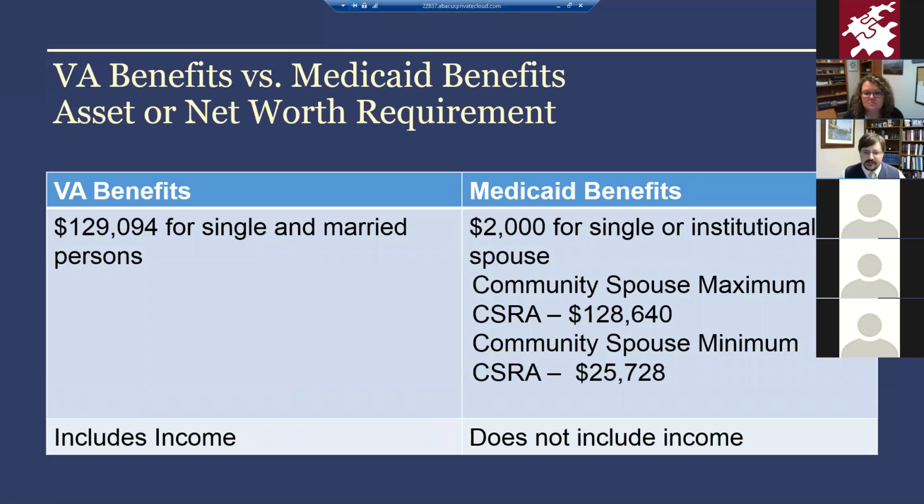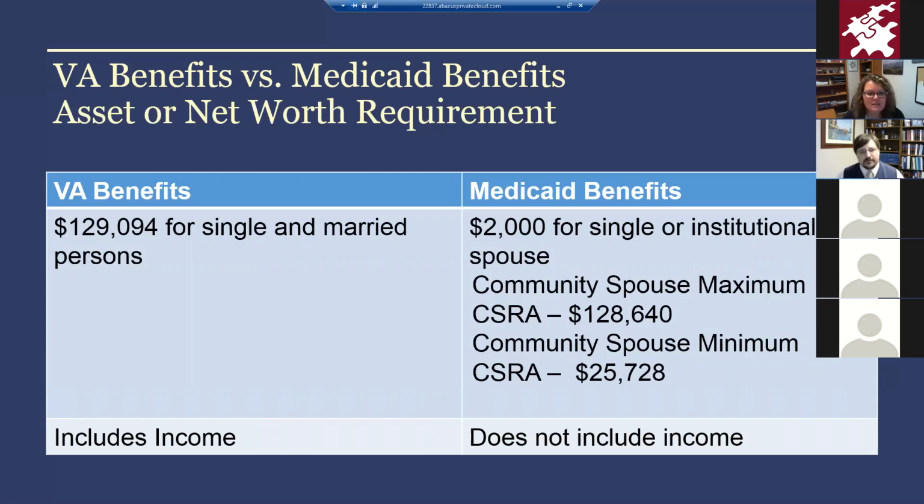Again, like I talked about earlier, it does not include the home, but it includes income. So if someone is receiving $18,000 of income per year, that's included in seeing if the veteran has resources or assets or net worth above $129,094. How is that different from the asset or net worth requirements for Medicaid, Joy?